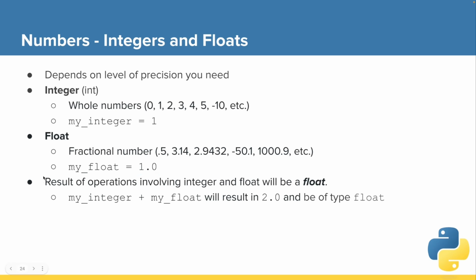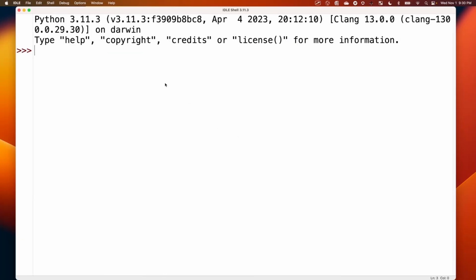And lastly, and we'll show some examples here, results of operations involving an integer and a float will be a float. So if we have myInteger and myFloat, myInteger plus myFloat, it will be of type float. So let's show some examples here.